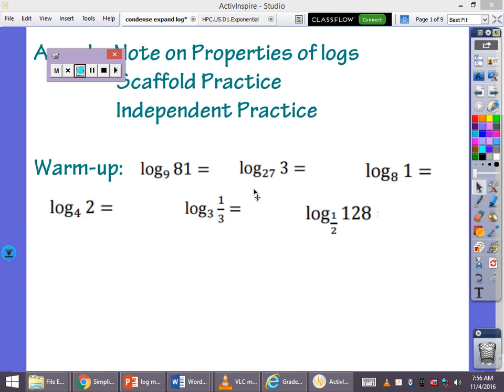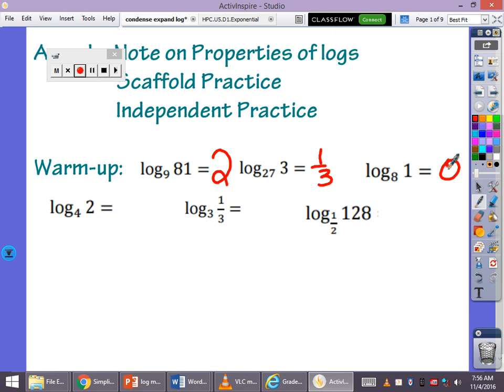All right, so in this warm-up, we're evaluating. What did you get for log 9 of 81? 2. Excellent. Okay. Whoops, wrong color. And log 27 of 3? 1/3. Log 8 of 1? 0, because anything to the power of 0 is 1.